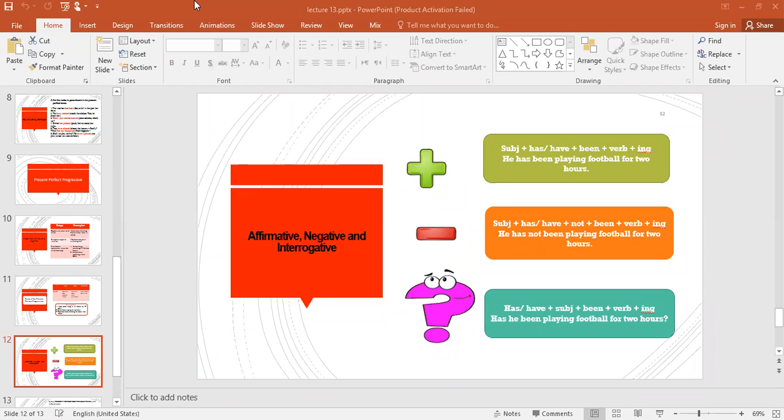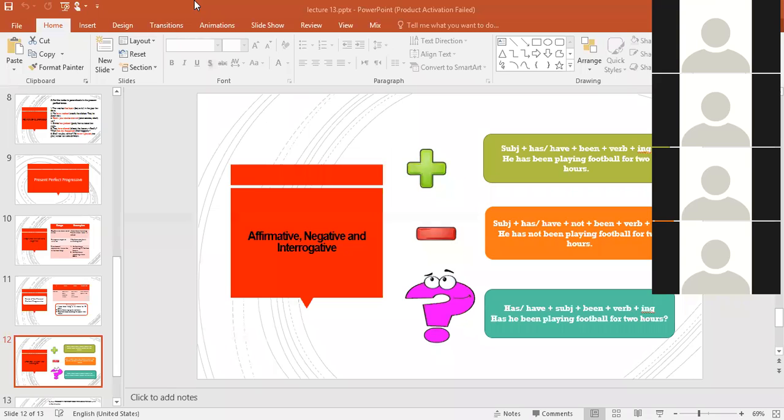Now the negative form, Maya. In the negative form, we should have a subject, has or have, but with not, plus been, plus the verb, plus ing. Very good. Example: He has not been playing football for 2 hours. He has not, and been, plus the verb, plus ing. Excellent. See, we have slight changes in every sentence. So in the negative form, we just add not. That's it.